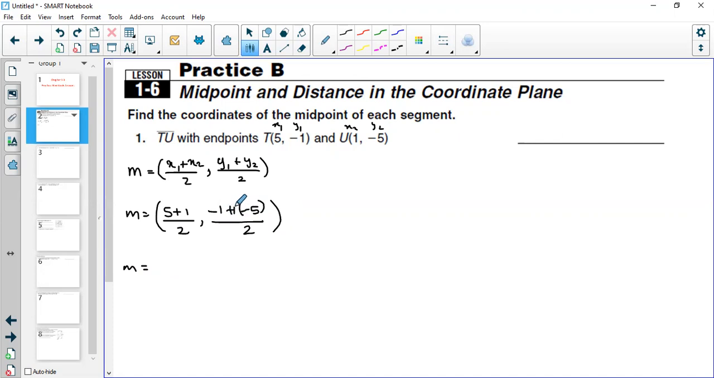So minus, plus into minus: 1 multiplied by negative will give you a negative. A plus into minus will give you minus. So that means minus 1 minus 5. So 5 plus 1 is 6 divided by 2, and minus 1 minus 5, because these two will not be there now, will give us a minus 6 divided by 2. So M is going to be equal to 3 and negative 3. So the midpoint for this segment is going to be (3, negative 3).